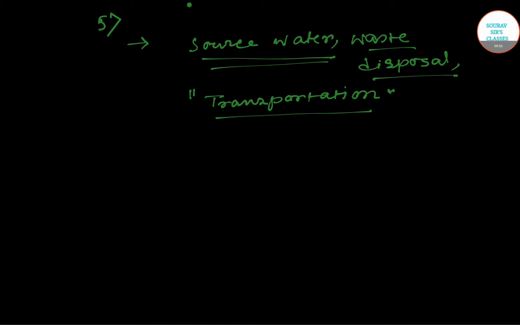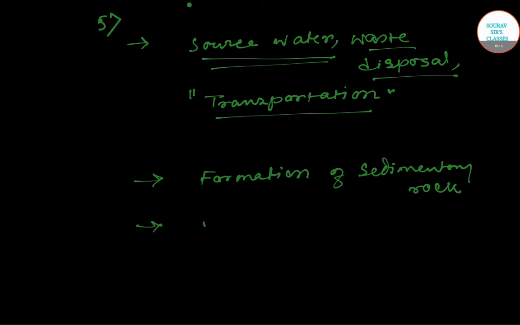So what are the points? The first point is the formation of sedimentary rock. I'm just recapitulating sedimentary rock, the formation, and the water cycle. And when chemical weathering happens, when dissolved ions dissolve in the water body, that makes the sea salty.